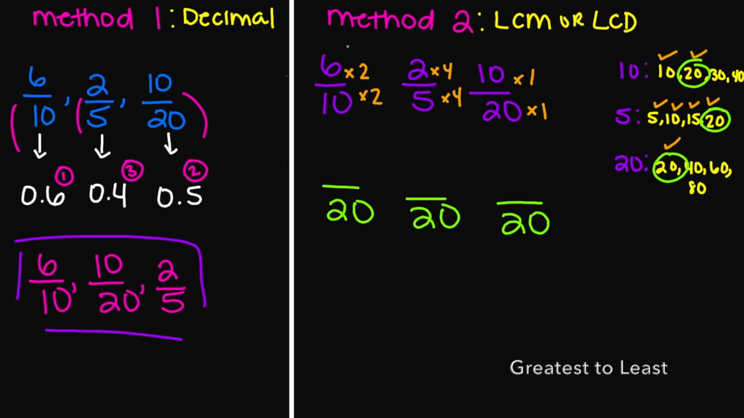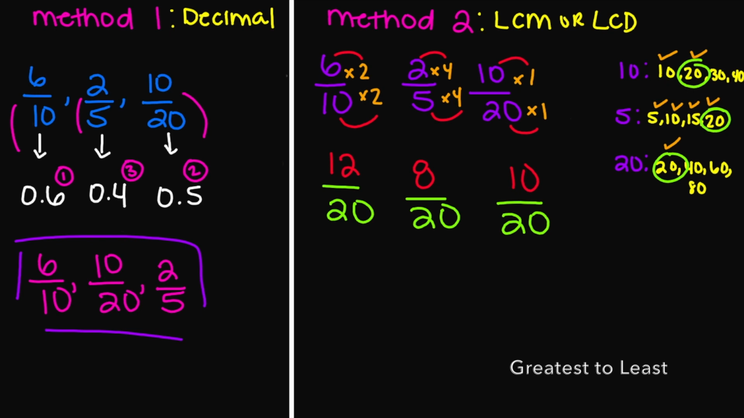Now we're going to multiply. 6 times 2 is 12. 10 times 2 is 20. 2 times 4 is 8. 5 times 4 is 20. 10 times 1 is 10. 20 times 1 is also 20.